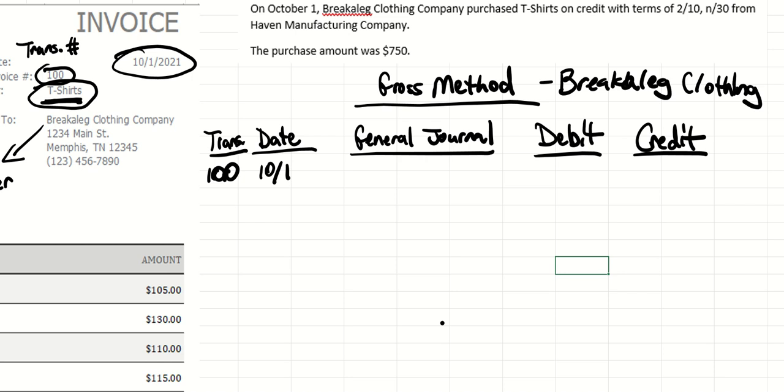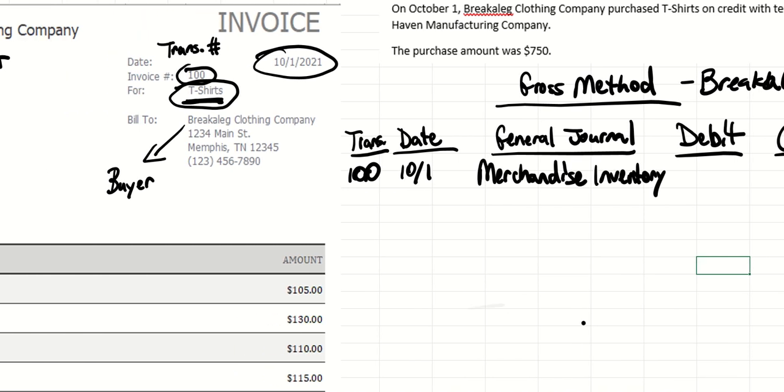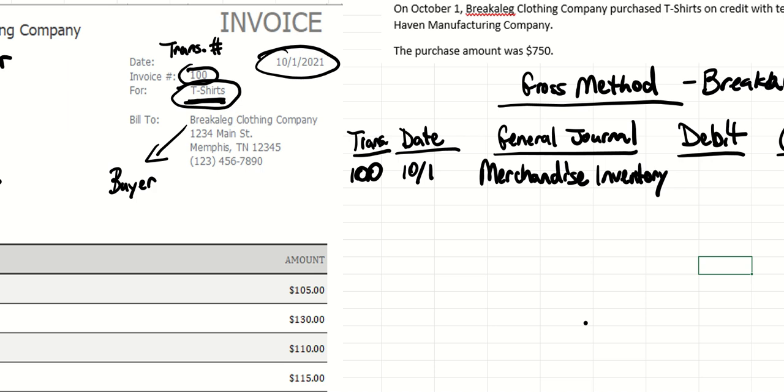All right. So the initial purchase was made on t-shirts. Break-A-Leg is in the business of selling t-shirts. So this means that the account that's going to be affected and debited is going to be an account called merchandise inventory. So we know that account is affected and it will be debited because since inventory is an asset and we're going to increase our asset account because Break-A-Leg acquired t-shirts, we're going to have to debit it.